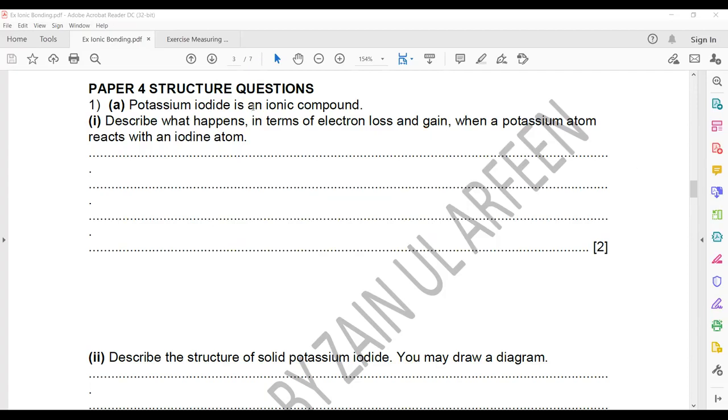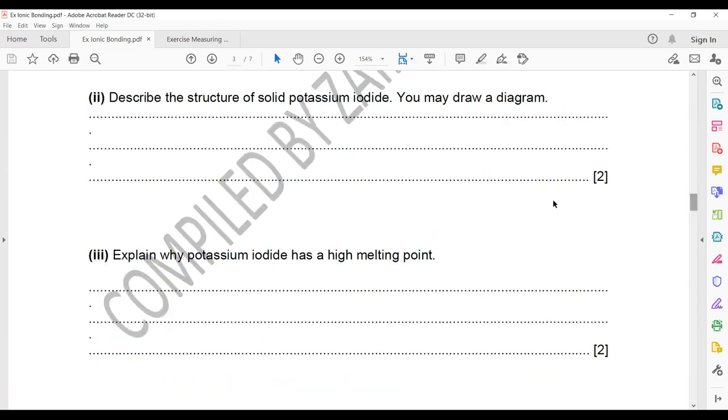Then next question. Describe the structure of solid potassium iodide. Now, if you mention that potassium loses an electron and iodine gains an electron, you will get the mark as well, because that shows that an electron is lost from potassium and gained by the iodine. And the second mark is for mentioning that one electron is being transferred.